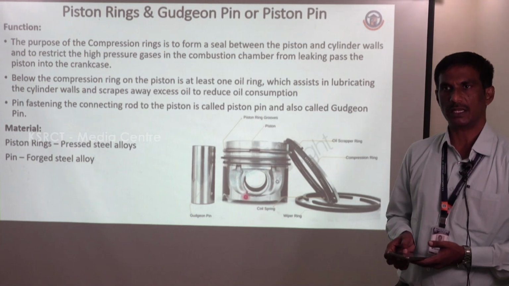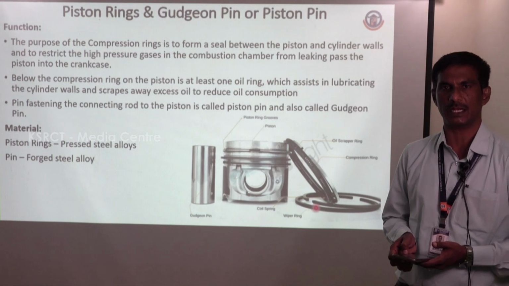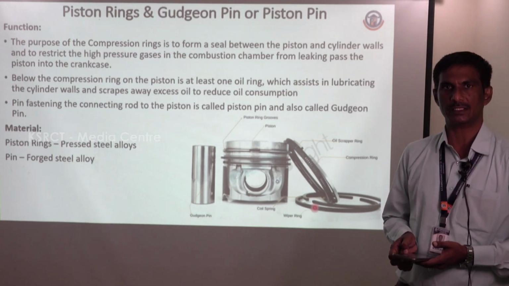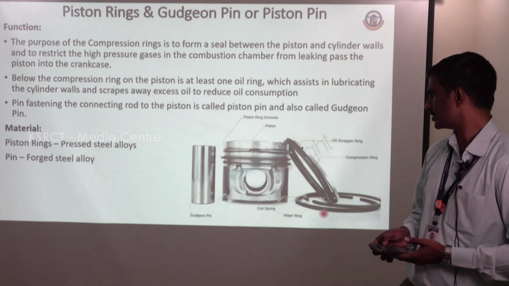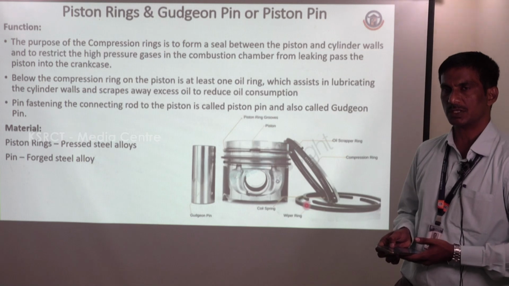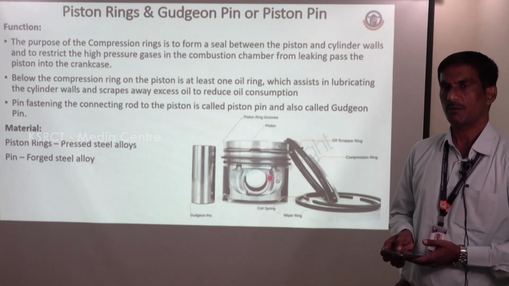Another one is called the oil ring. Why are we placing it? Wherever there is movement, we need a lubrication system. The lubrication system is provided in the cylinder by means of the oil ring. The oil is placed on the cylinder and also on the piston, so that lubrication happens and we can reduce the wear and tear.